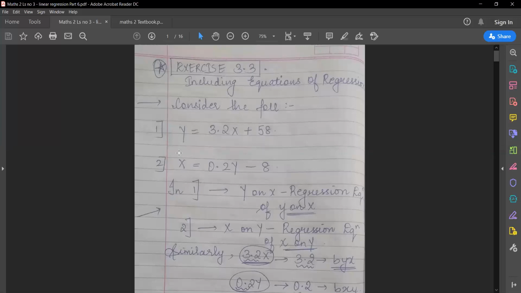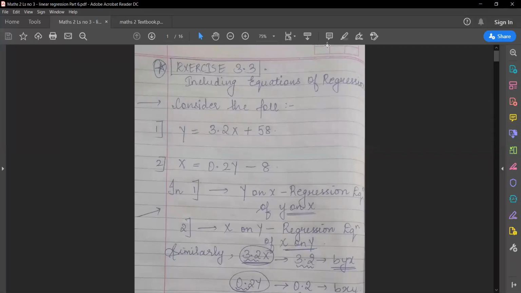So consider the following, class. We used to write the equations like this. If you remember, y is equal to 3.2x plus 58. x is equal to 0.2y minus 8. So the first one is called the regression equation of y on x. And the second one is called the regression equation of x on y.